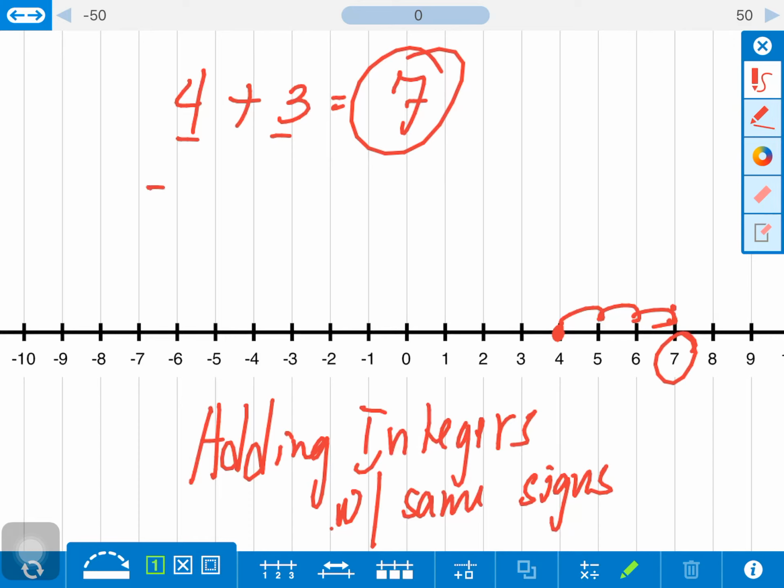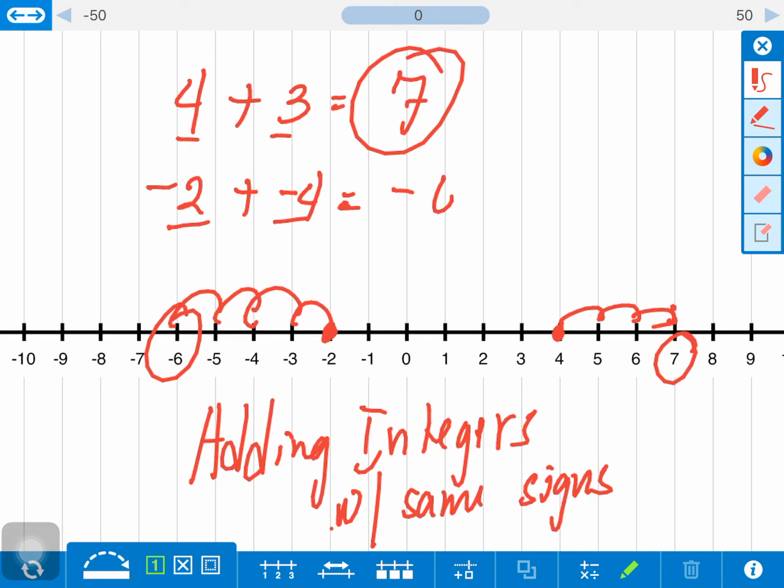Now what about if you have negative 2 plus negative 4? What would be your answer? Again, you don't have to make any opposites here because they have the same sign. So from negative 2, you just move 4 units to the left. 1, 2, 3, and 4. So your answer is negative 6.